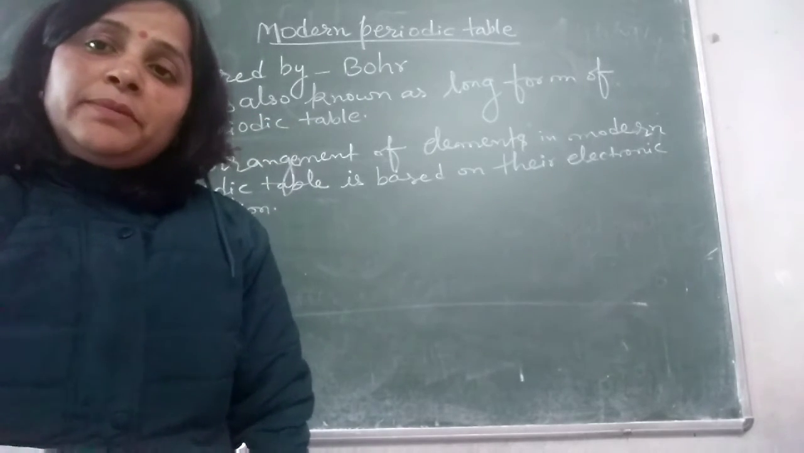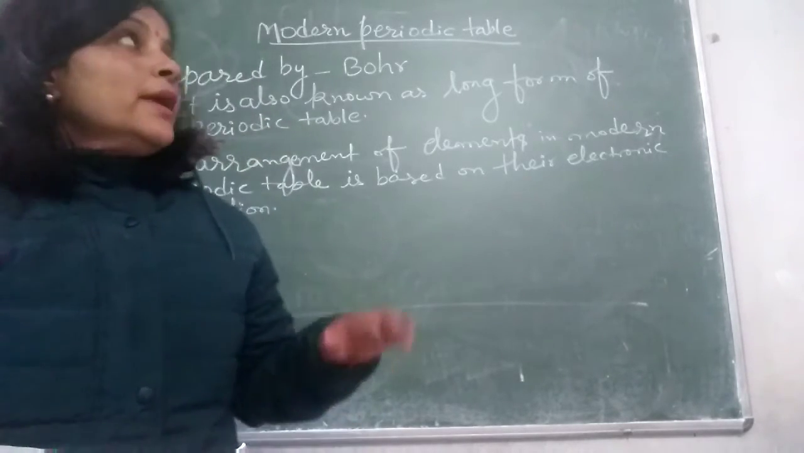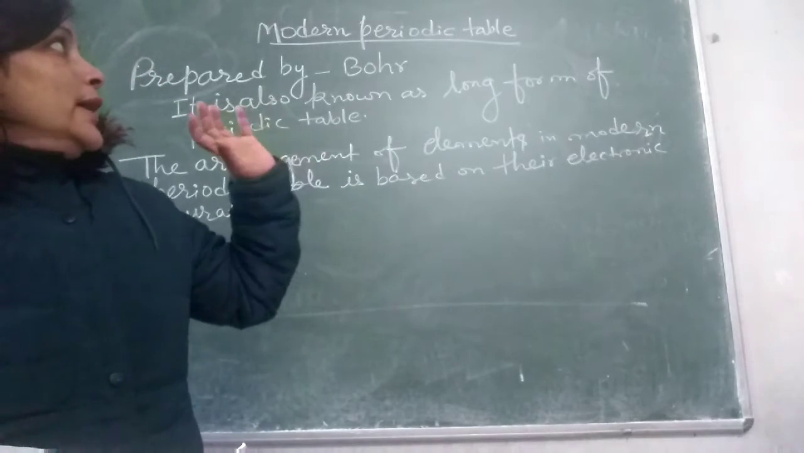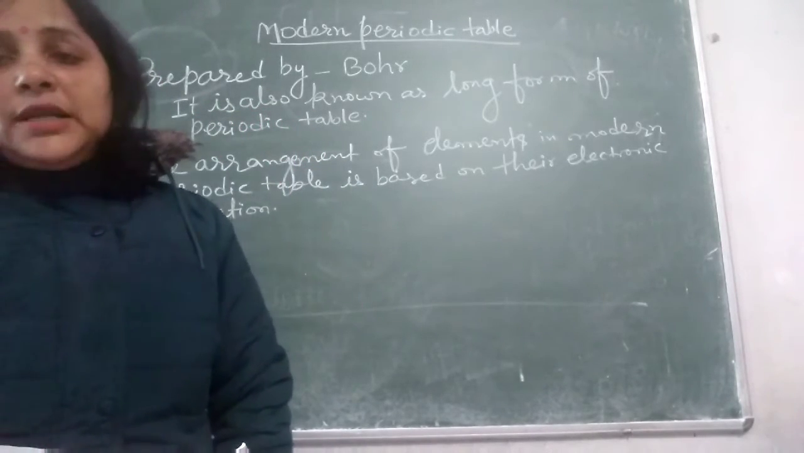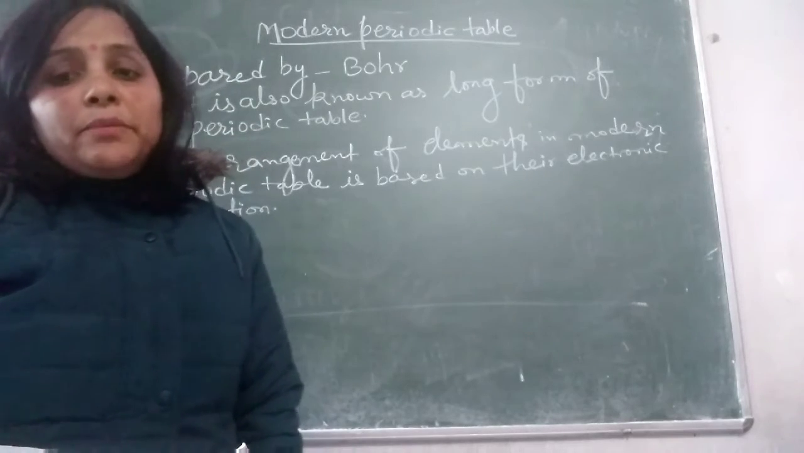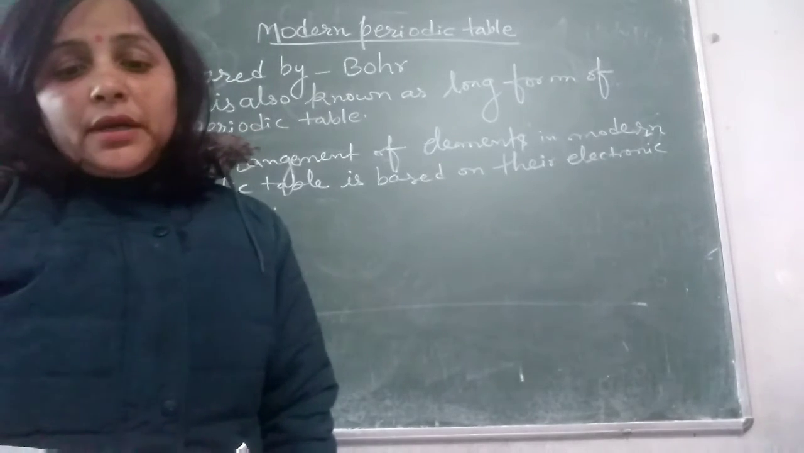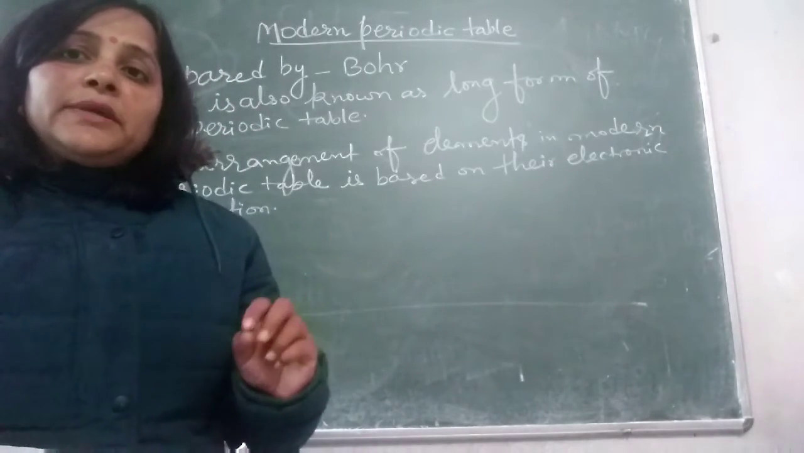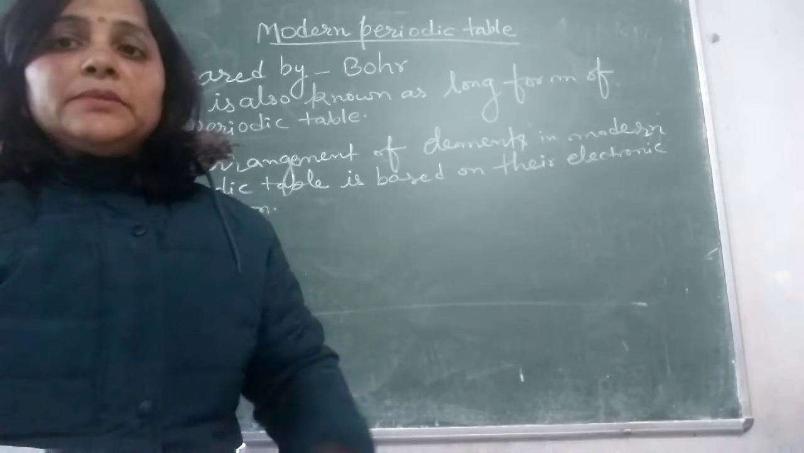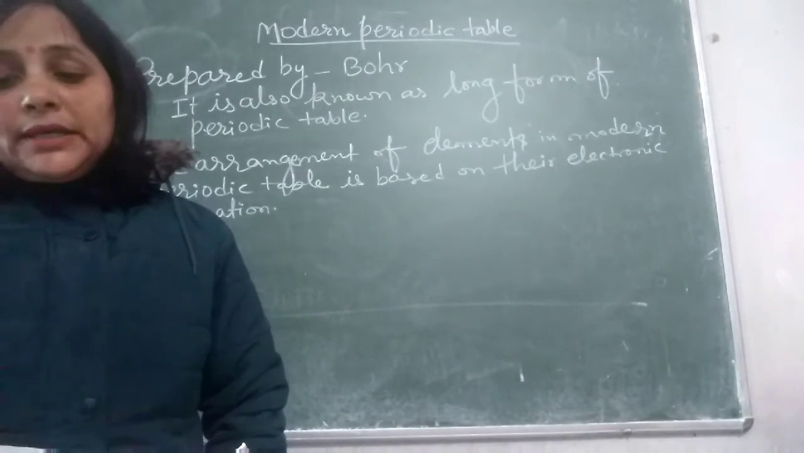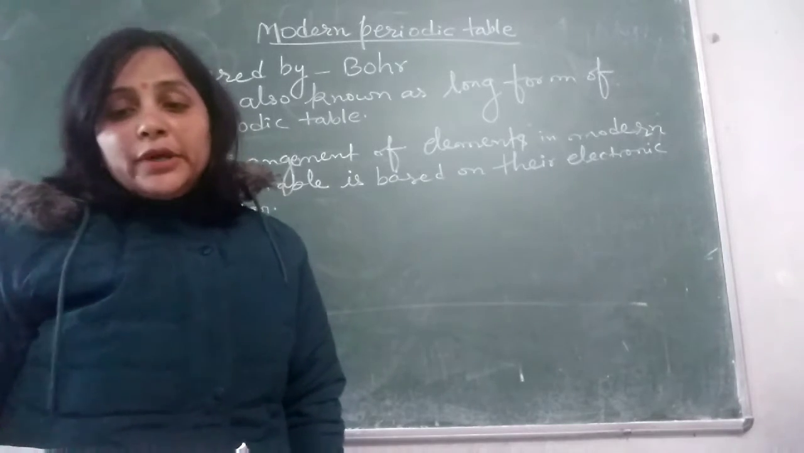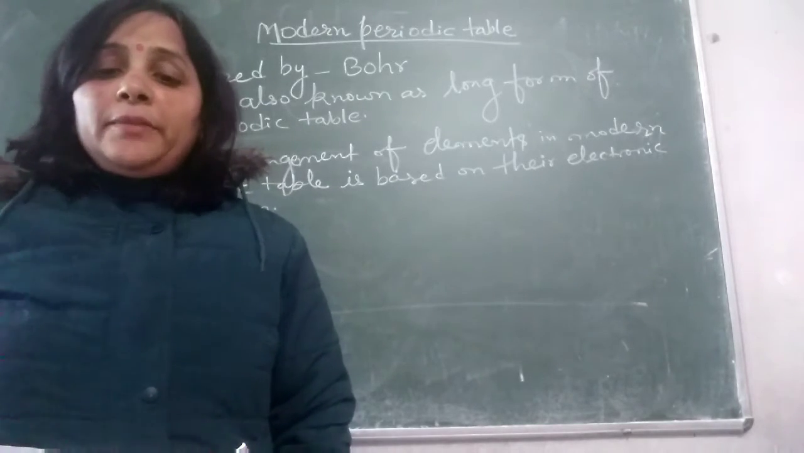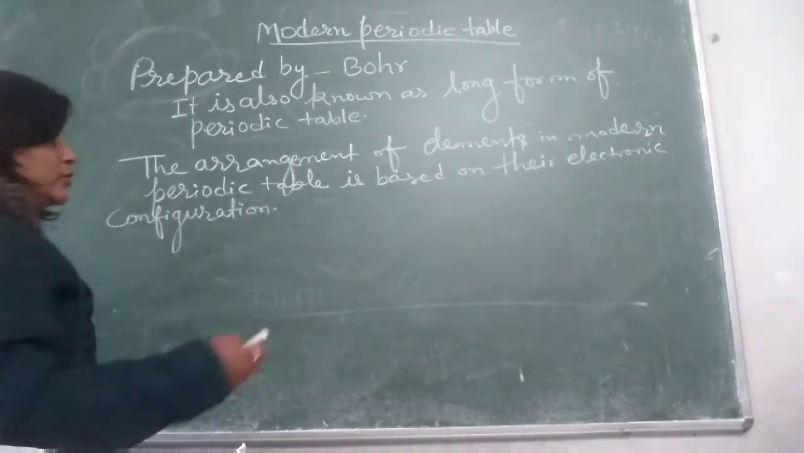Therefore, the concept that atomic number is the basis of the modern periodic table was given by Moseley. In the modern periodic table, we arrange the elements on the basis of increasing atomic number. The modern periodic law states that the properties of elements are a periodic function of their atomic number.